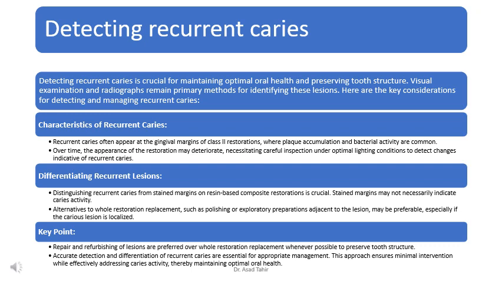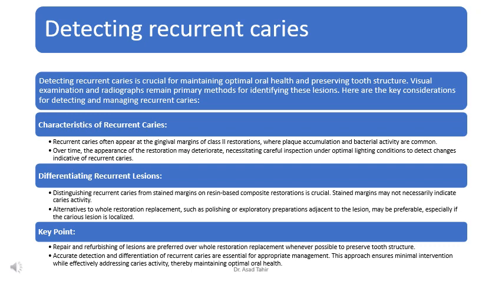Characteristics of recurrent caries. Recurrent caries often appear at the gingival margins of Class II restorations, where plaque accumulation and bacterial activity are common. Over time, the appearance of the restoration may deteriorate, necessitating careful inspection under optimal lighting conditions to detect changes indicative of recurrent caries.